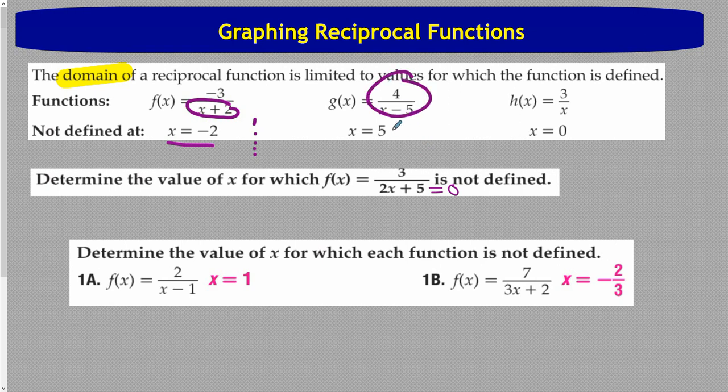In this one, x cannot be 5, right? So x can't equal 5. In this one, x can't equal 0, right? The top doesn't always have to be 1, but it is just going to be a number for reciprocal functions. For rational functions, it'll get more complicated.